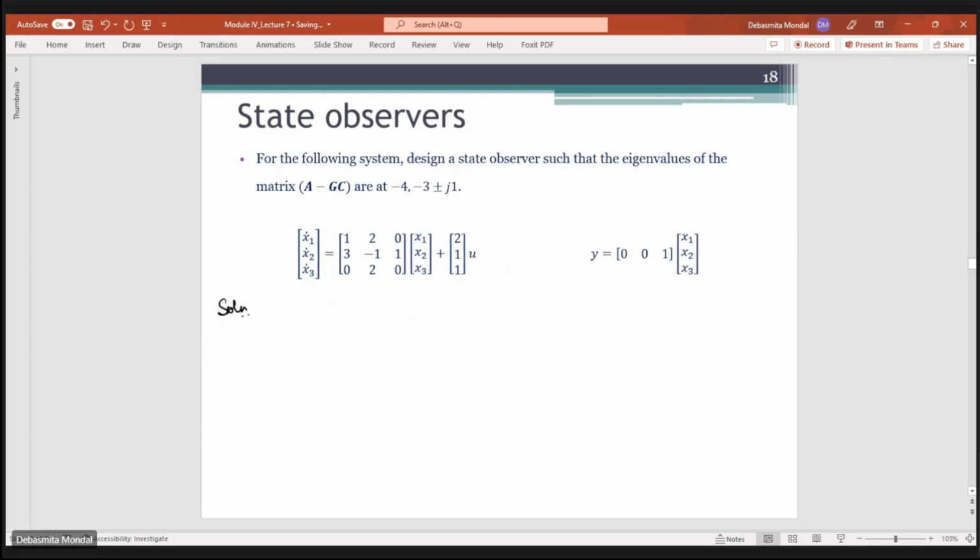So let us say that you have been given an open loop system. The state equation of the open loop system is given by this, and this is the output equation.